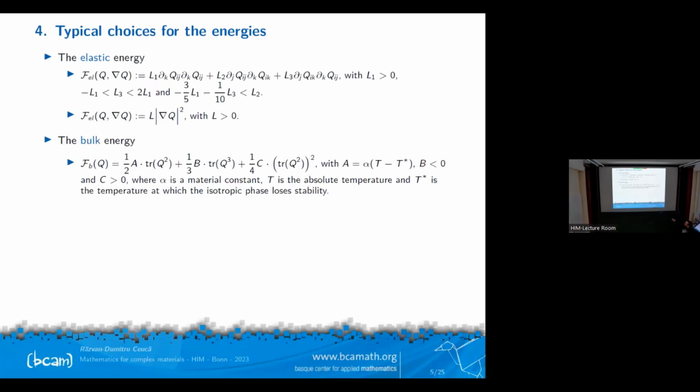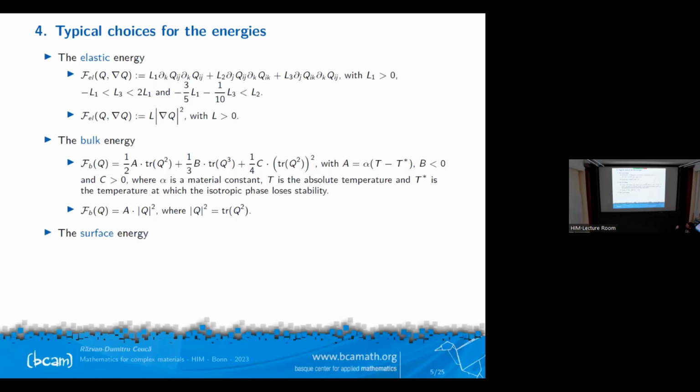More specifically, the coefficient of trace of Q squared, this A, is temperature dependent. So it has this form, and this T is the absolute temperature, and T star is the temperature at which we have to transition from the nematic to the isotropic state. There are also other simplistic choices for the bulk energy, which are not really loved by mathematicians. But this might work in some sort of paranematic regime, so only a quadratic polynomial in Q.